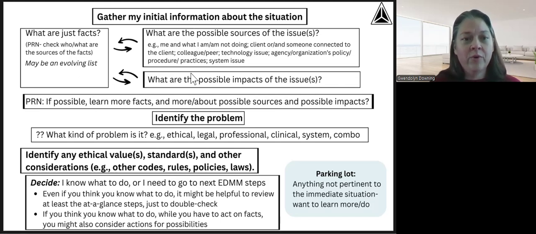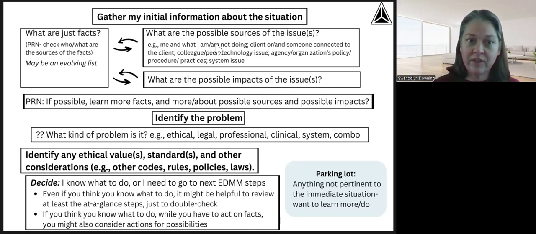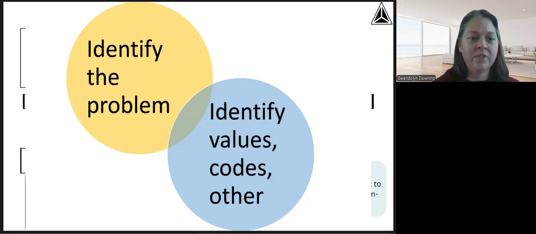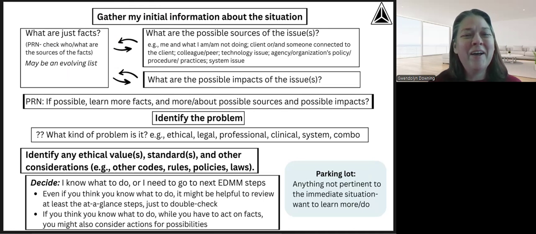Then I want to have 2 other categories I'm putting together. What are possible sources of the issue? And what are possible impacts of the issue? And as needed, and if possible, during this process, I want to learn more facts, and I might want to learn more possible sources and possible impacts, or I may be wanting to learn more about the ones I'm listing out here. And on possible sources and possible impacts, oops, that slide was not supposed to come up yet. We'll see that one in a minute. And on possible sources and possible impacts, when you're putting these lists together, this is where you can put hypotheses, guesses, ideas, anything can go into those, all right?